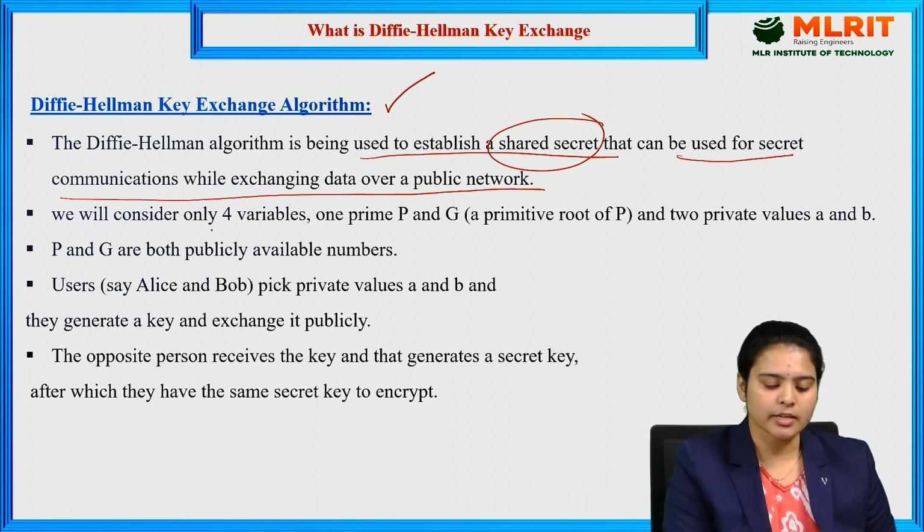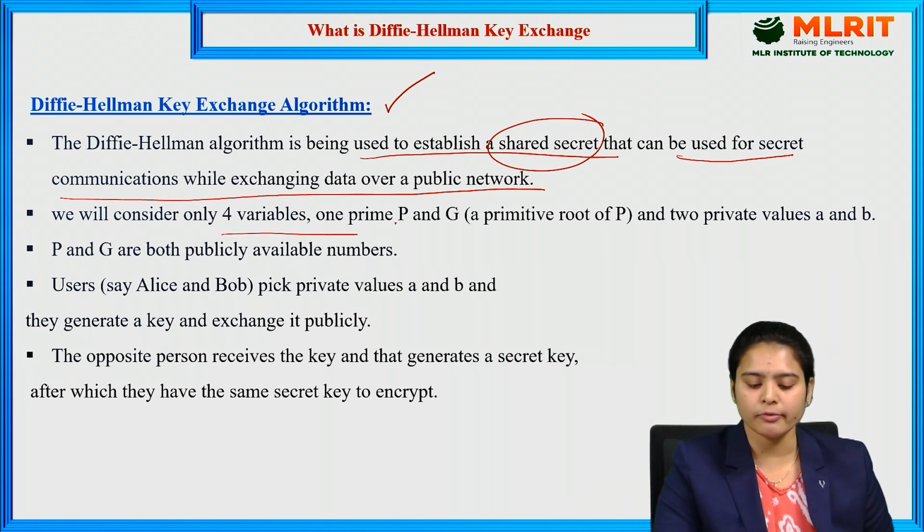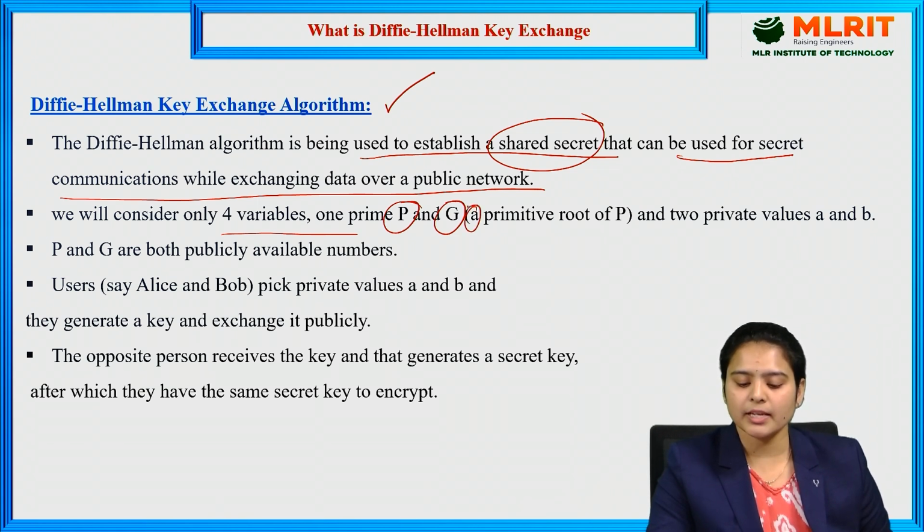So here we consider variables: a prime value P and G, such that, for example, I am taking alpha, a primitive root of P, and here I am taking the value of Q.